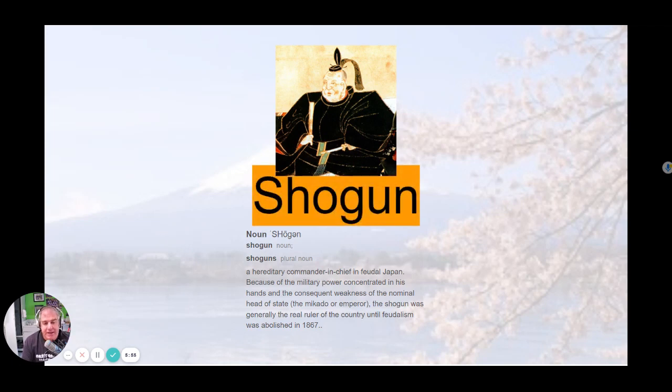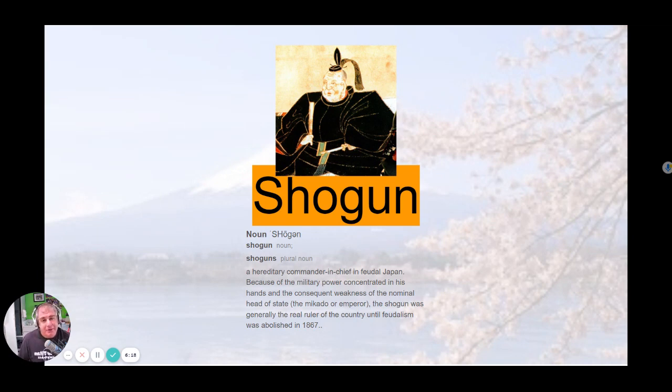Then we have someone called a shogun, and the shogun was the most powerful daimyo. So we have different daimyo who were in charge of their empire or their land, but the most powerful of all of those daimyo then became the shogun. And the shogun was a person who really ran Japan.